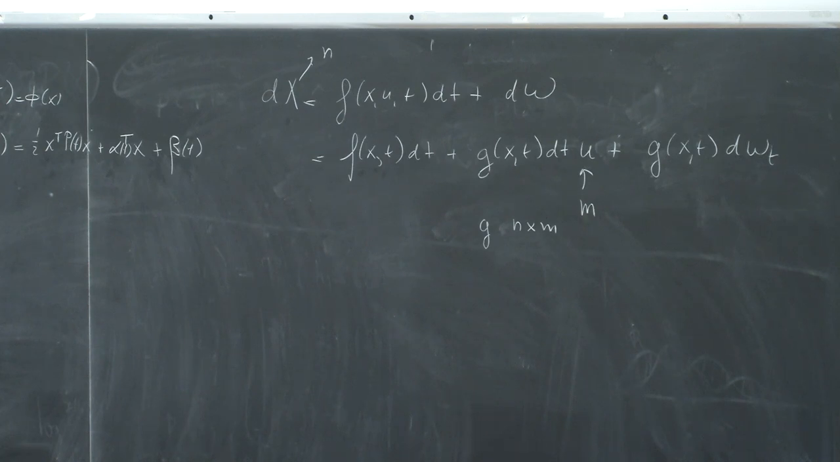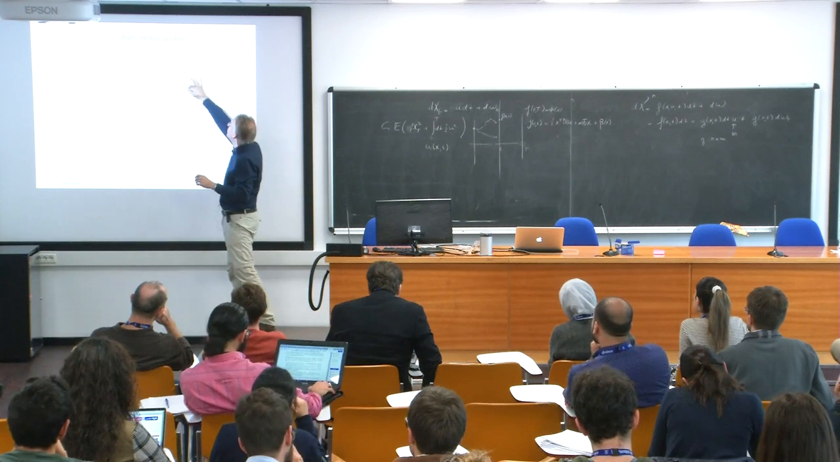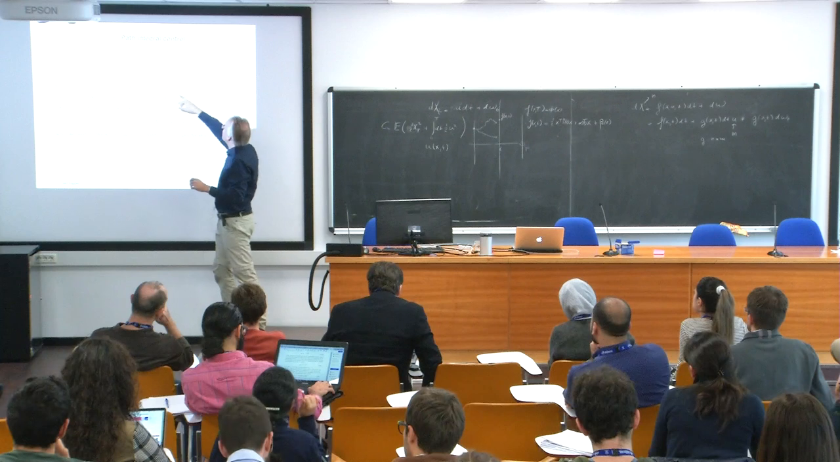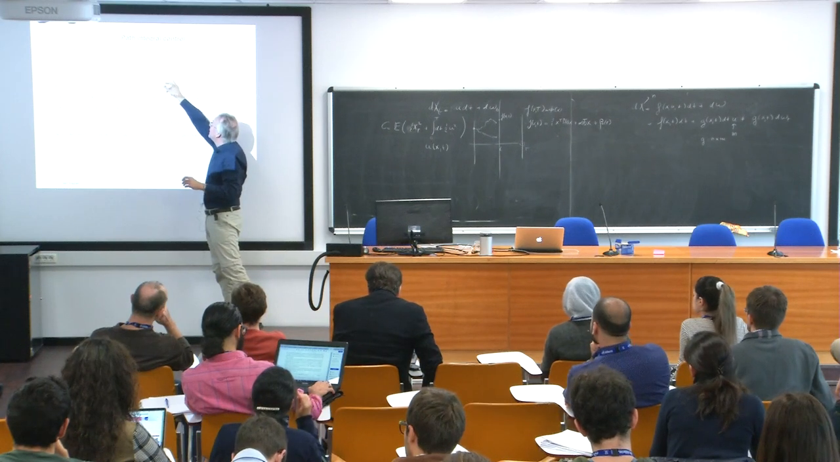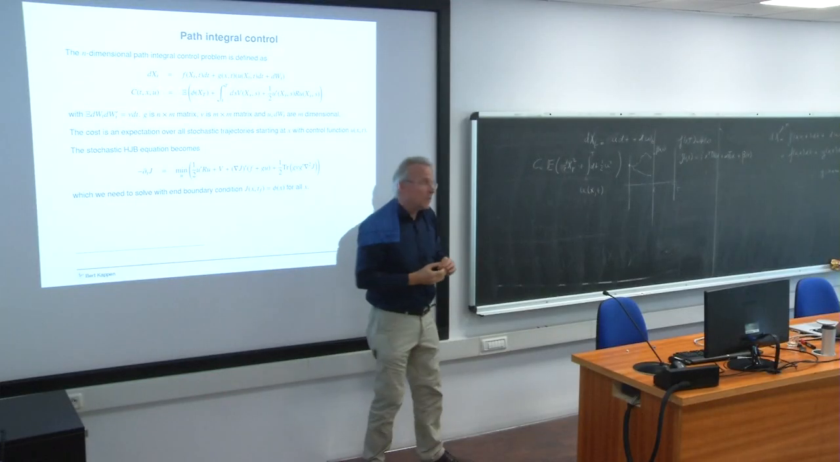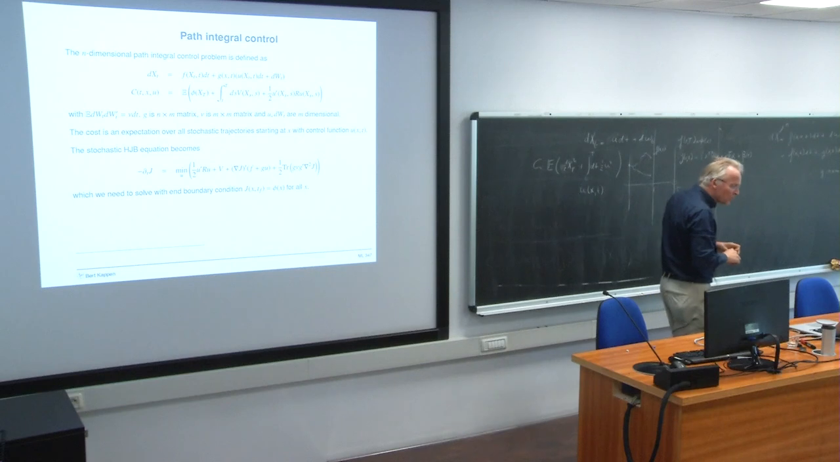So that's one simplification that we make. The second simplification that we make is that we say in the cost function, this R, we also make a separation: we peel out the control dependent part. Here is U. We say that this R, which was before here, we now write as something which only depends on the state and on time, and something that is quadratic in the control cost, in control U.